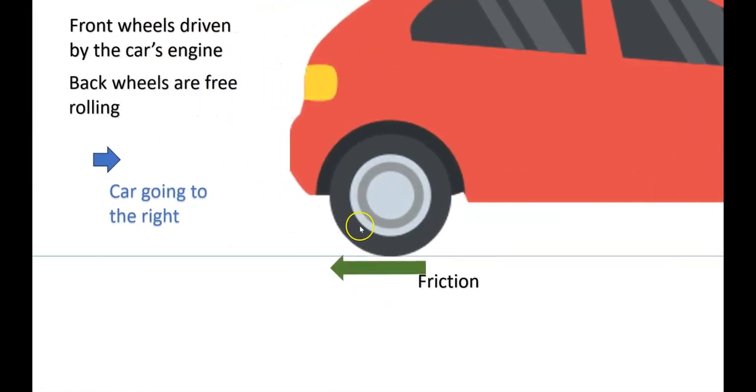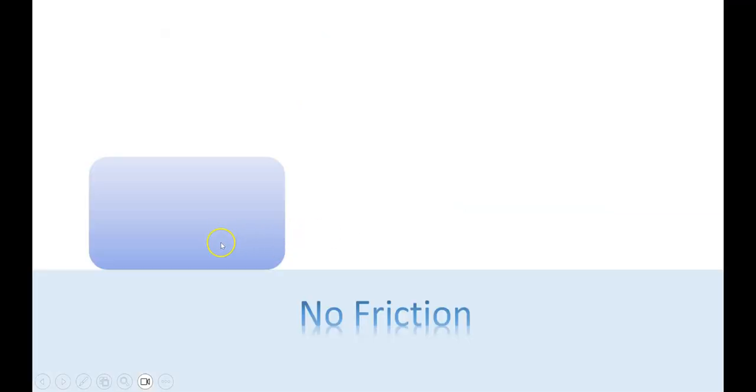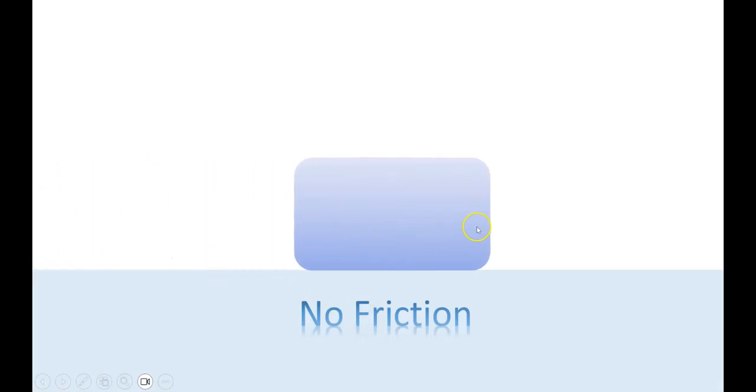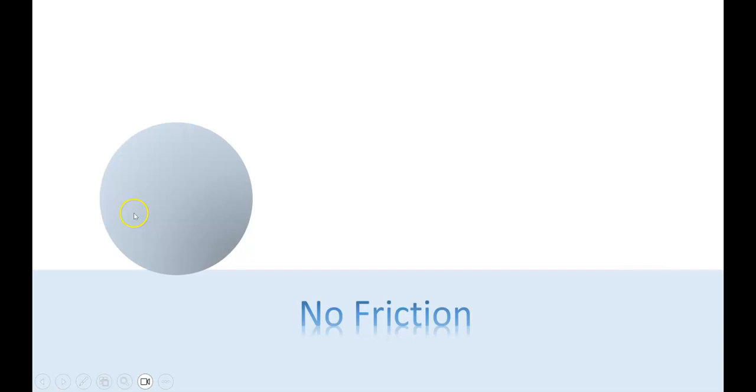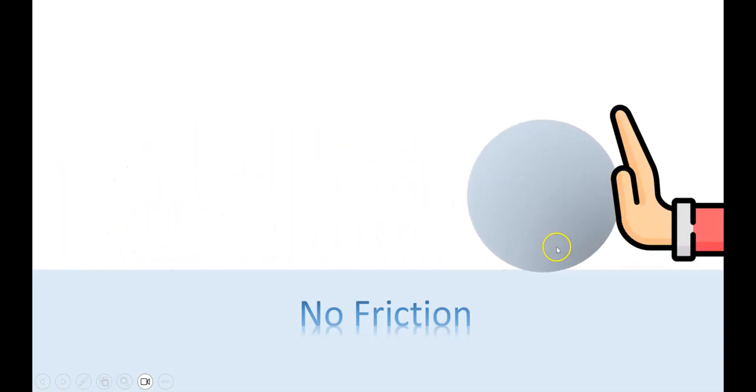How about the frictional forces at the back wheels? If the back wheels are not driven by the engine and are free rolling, then it is a different situation. Imagine if you have a perfectly smooth surface where there is no friction. If you push a block, it will start moving and continue its sliding motion until you exert a force to stop it. In the same way, if you have a round wheel, the wheel will also slide and not turn if there is no friction.